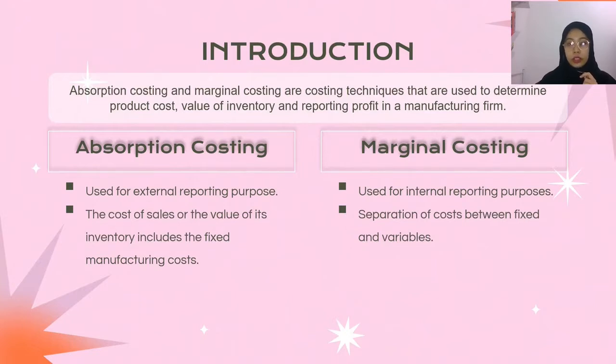Next, absorption costing is used for external reporting purposes, and marginal costing is used for internal reporting purposes. Other than that, the cost of sales and value of inventory include the fixed manufacturing cost in absorption costing. And then there is a separation of costing between fixed and variable costs in marginal costing.